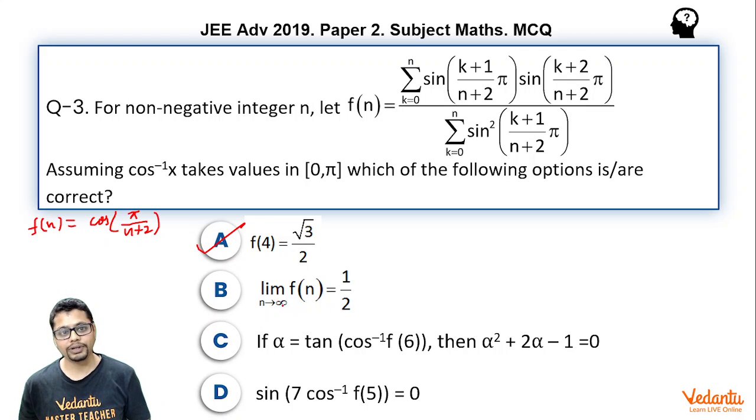As n tends to infinity, pi by n plus 2 would tend to 0. And cos of 0 would essentially be 1. But it's given half. It's incorrect.